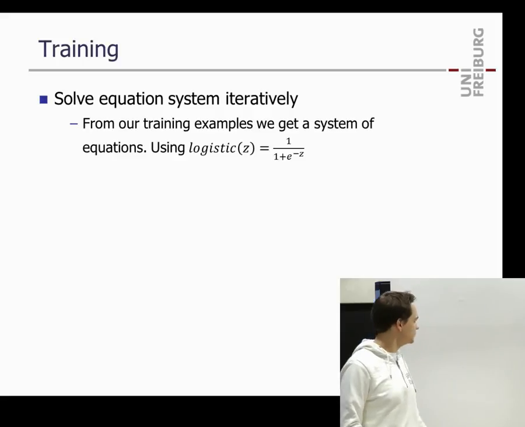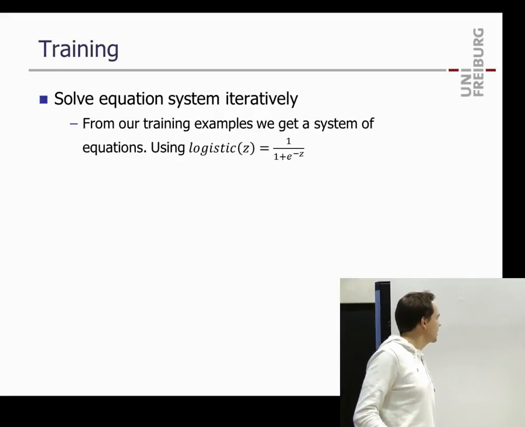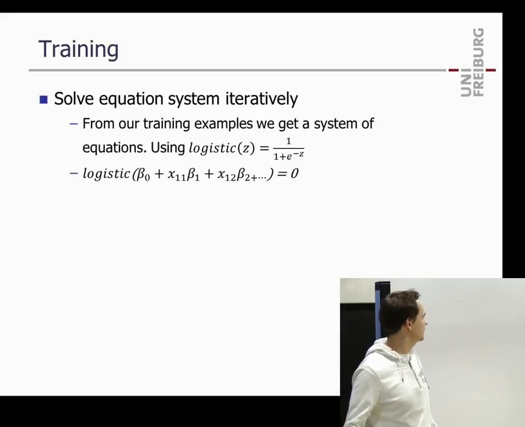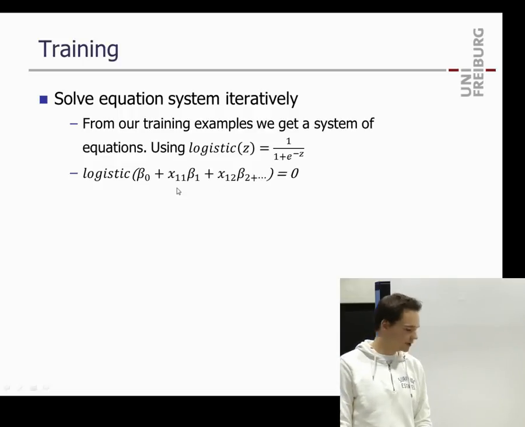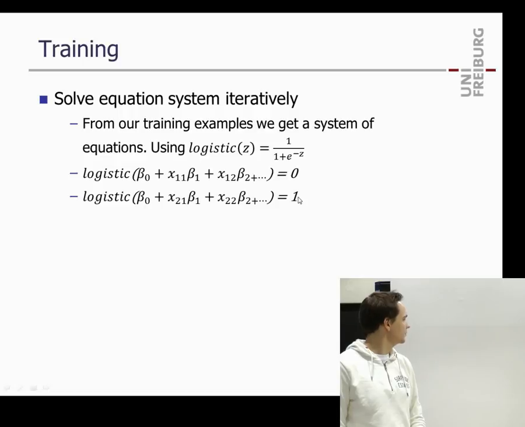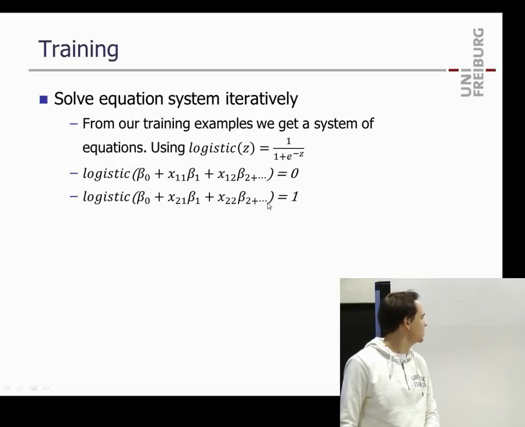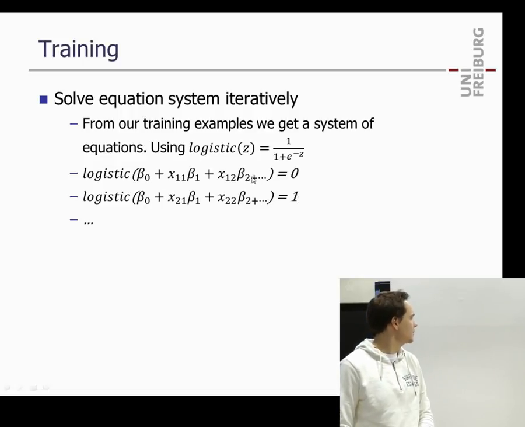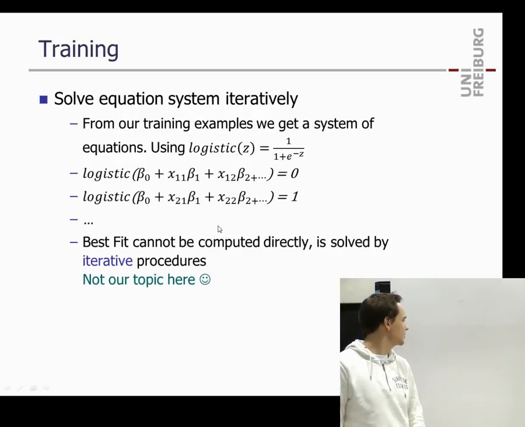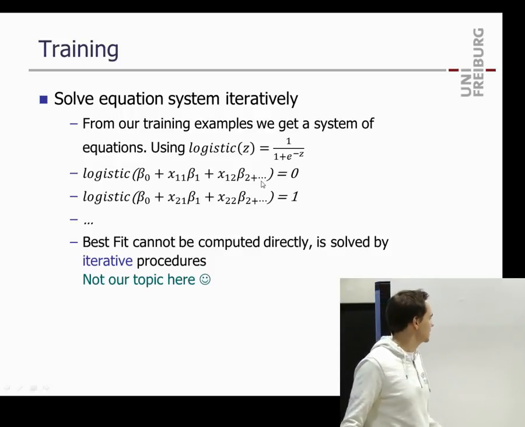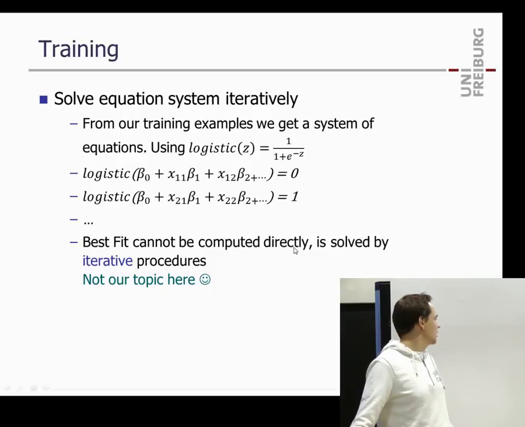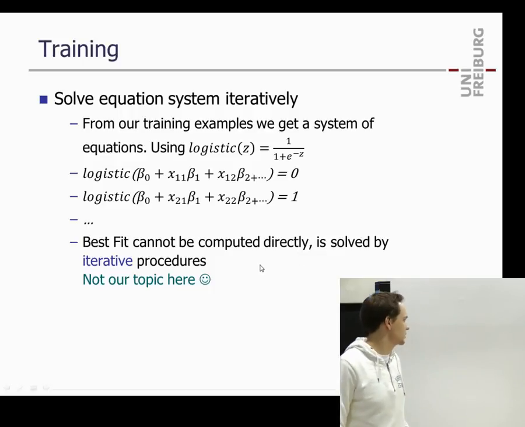Now, training: how do you do it? Basically, you have some equation system. You have values that should give 0 when you put them into the logistic function, and this kind of value should give 1, and so on. For each training example, you would have one of these equations. So you have a big system of equations, and the bad news is that the best fit, where here you want a 1 and here you rather want a 0, cannot be computed analytically or directly. So you have to use iterative procedures.